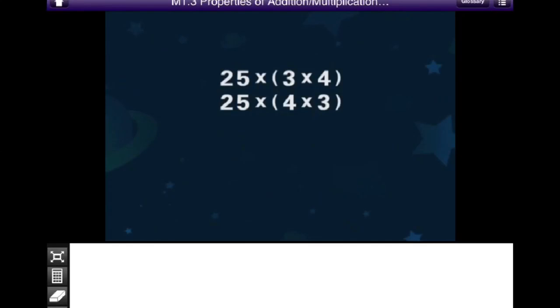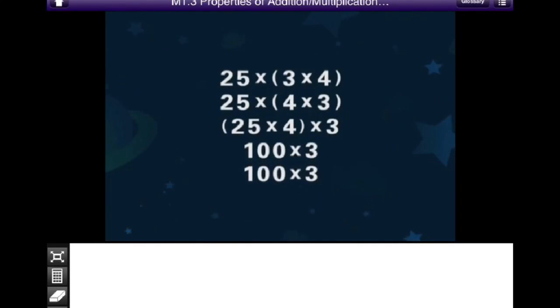Mr. Two, is there an associative property for multiplication? Yes, there is. The way factors are grouped does not change the product. So I can multiply 25 times 4 first. That's 100. And 100 times 3 equals 300.